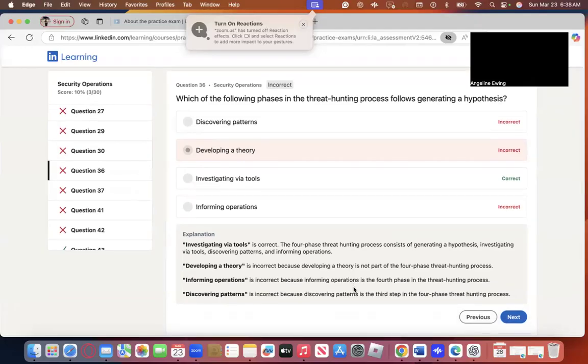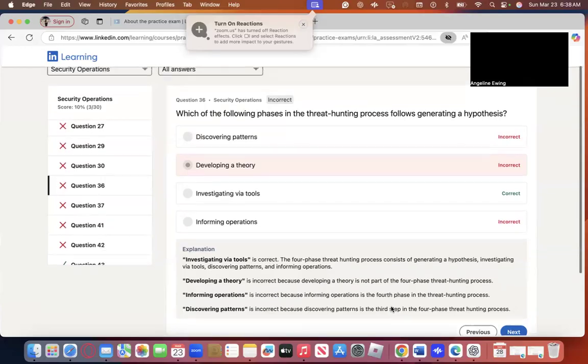Informing operations is the fourth phase in the threat hunting process, and discovering patterns is the third step in the four-phase threat hunting process. Generating hypotheses, investigating via tools, discovering patterns, and informing operations are the four phases of threat hunting. So threat hunting starts with hypothesis, investigation via tools, discovering patterns, and informing operations.